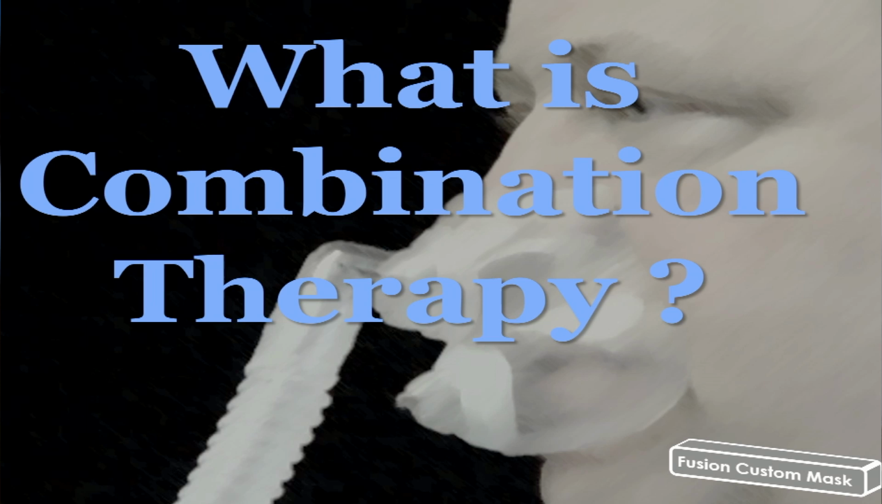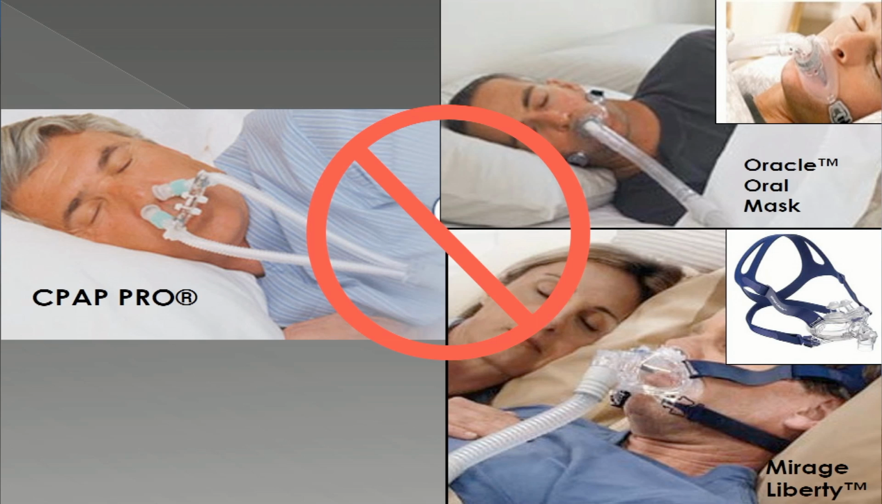So what exactly is combination therapy? First off, it is not attaching a CPAP to some type of oral device. These are examples of oral devices that are attached to CPAPs, but if you notice, none of them attach to the mandible. They're all based on the maxilla or held there by straps. So those are more of what we call hybrid interfaces. They're not really combination therapy, because the mandible is not even involved in the treatment at all.